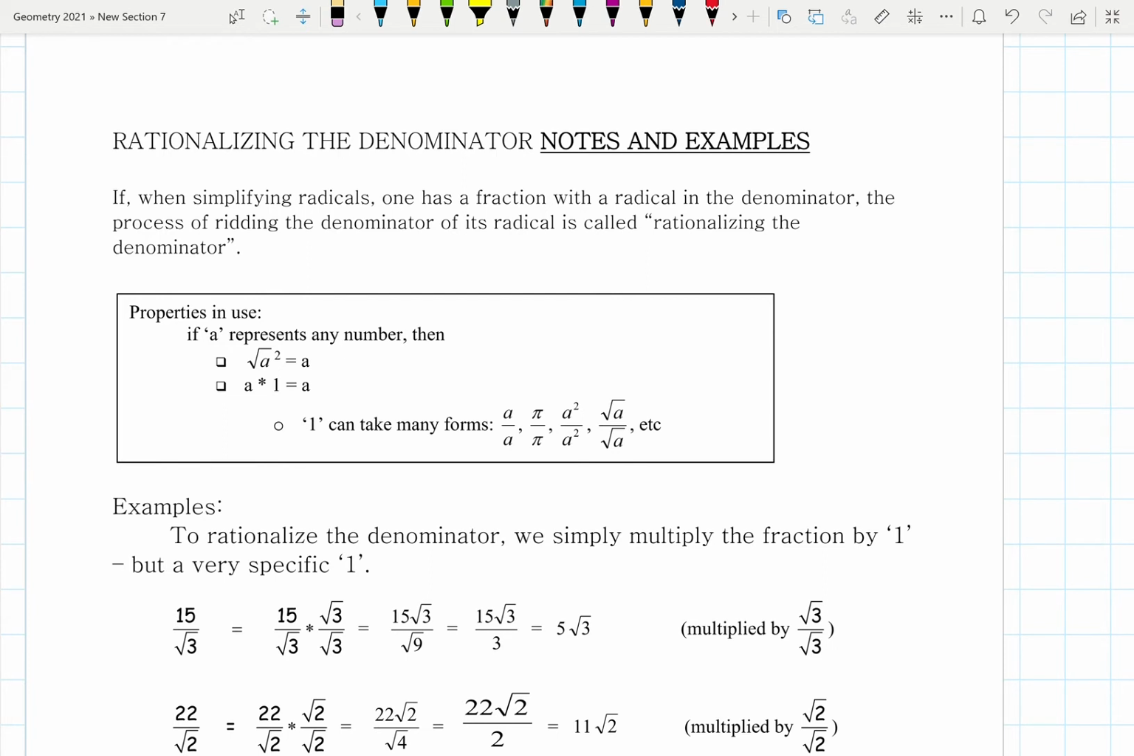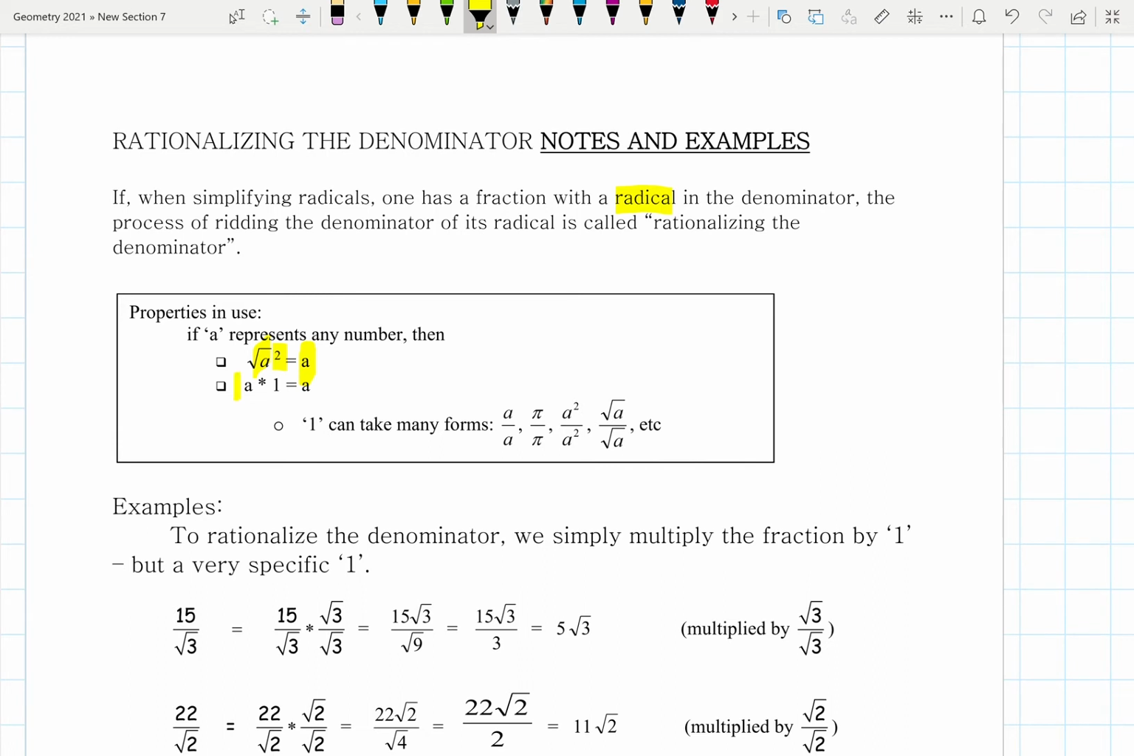But it says when simplifying radicals, if one has a fraction with a radical, and of course this is a radical in the denominator, the process of ridding the denominator of its radical is called rationalizing the denominator. And then I remind you of a couple things that we're going to use. Remember that squaring and taking a square root are opposite operations. So if I take the square root of a number that I've squared, I'm back at whatever that number is.